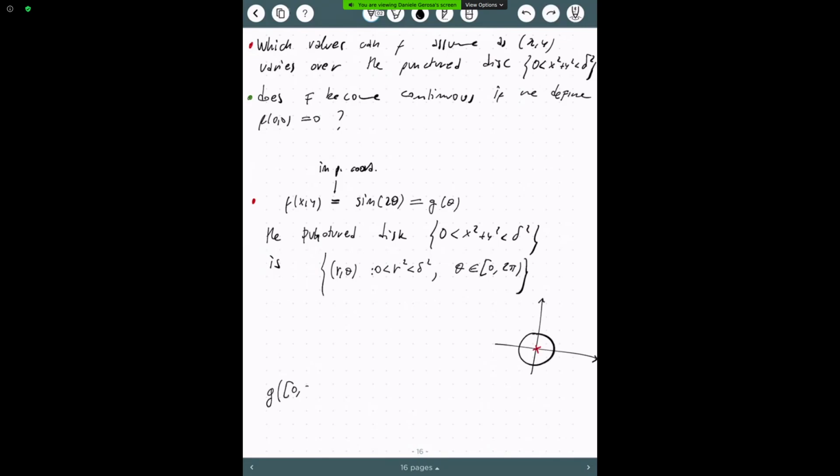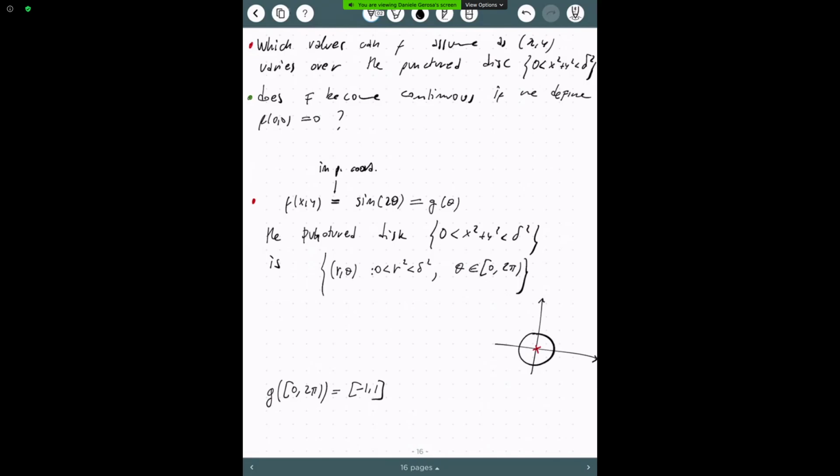So g of 0 to pi is equal to [-1, 1], because the function is continuous and the set is connected. You have the maximum of that function, which is achieved at the point pi divided by 4. You have the minimum, which is achieved at the point 3 pi divided by 4. So the conclusion is that the range of this function is [-1, 1] for all delta.